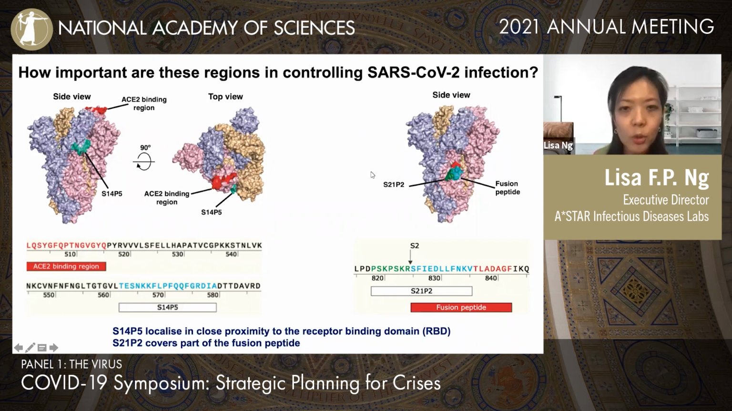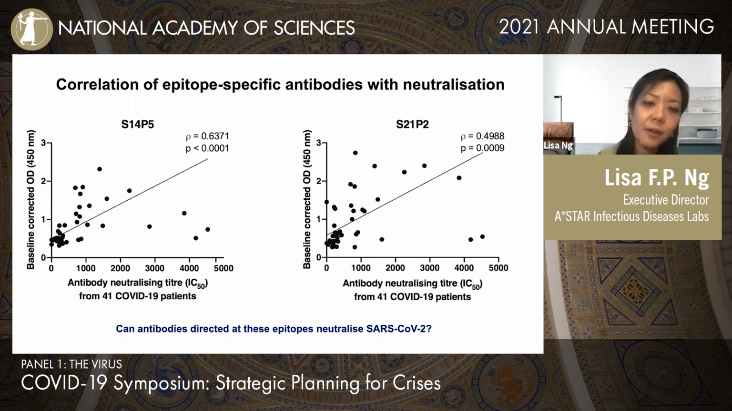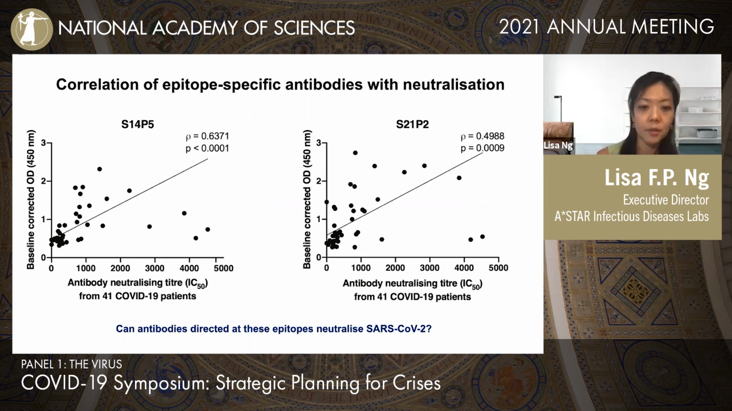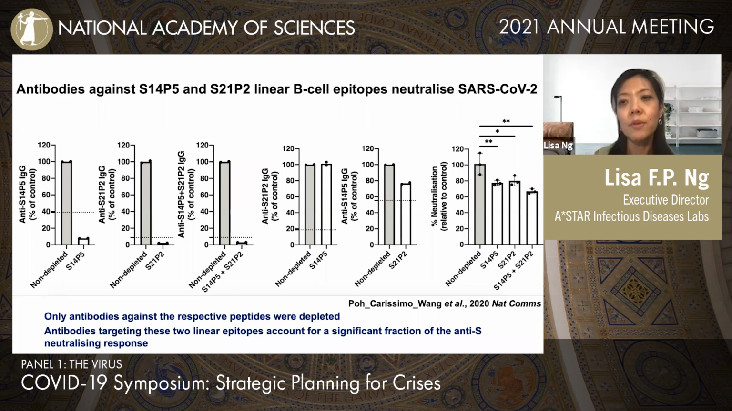So therefore, we were very interested to see if these specific epitopes had any role in developing the neutralizing capacity of the antibodies. And before that, we also did a correlation of the epitope-based ELISA against the neutralizing capacity. And you could see from here that there is a positive correlation. So therefore, we then went on to study this mechanistically.